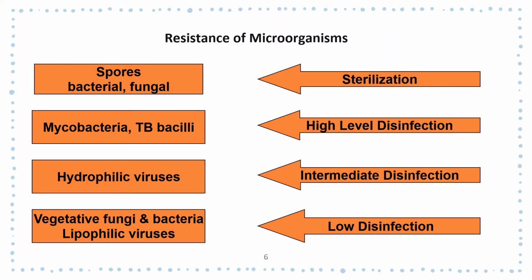So if you look at this graph, you can see different levels of resistance of microorganisms. And you can differentiate the different levels of disinfection and their effect on the microorganisms. You can also see that no level of disinfection has a sporicidal effect such as sterilization has.